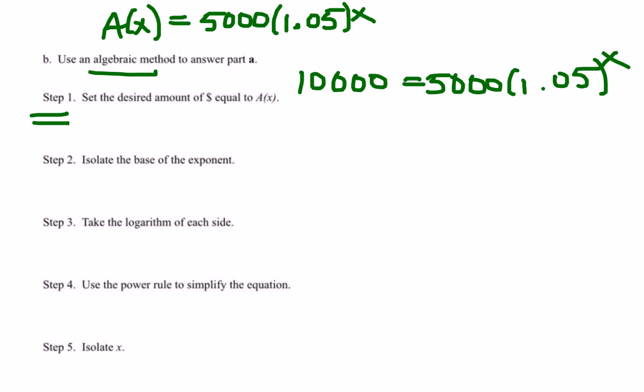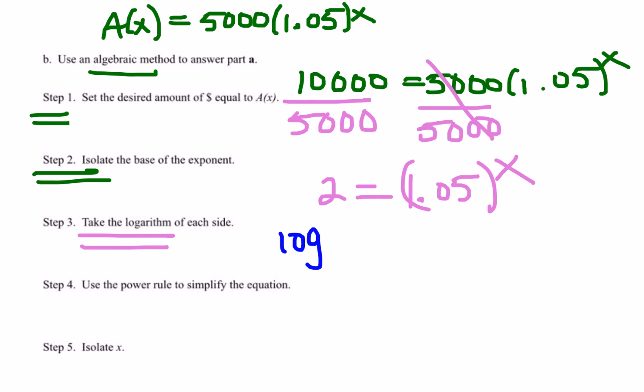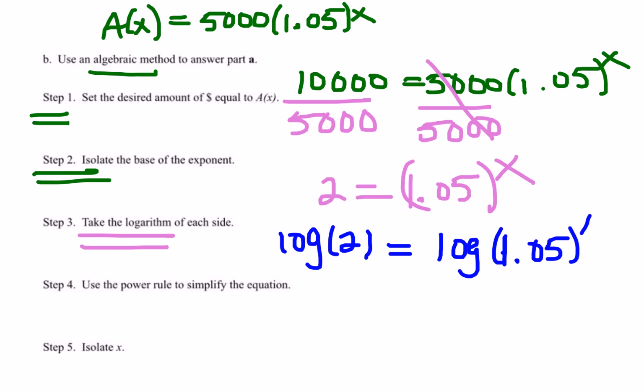Okay, the next thing you want to do is isolate the base and the exponent, and this should be very familiar because you do know how to solve exponential equations. This becomes 2. And the next thing you want to do is take the log of each side. Now you could use log, you could use ln. In this case, I will use log, so I'm going to put a log in front of the 2 and a log in front of the 1.05. And what that allows us to do is bring down the exponent.